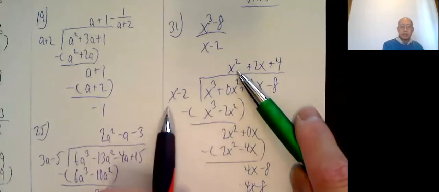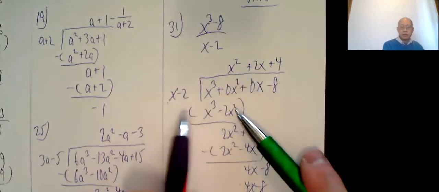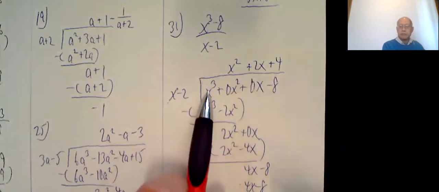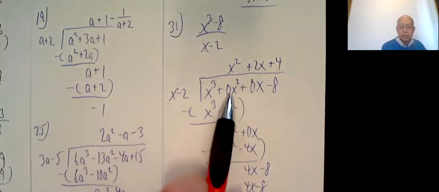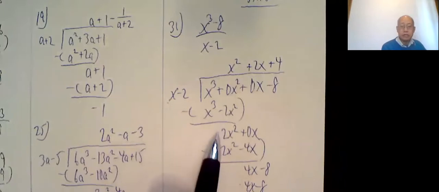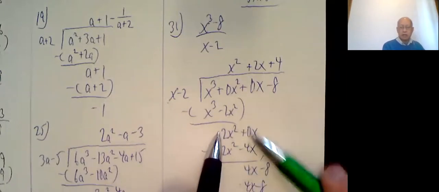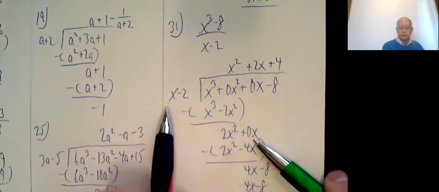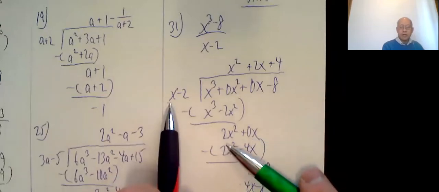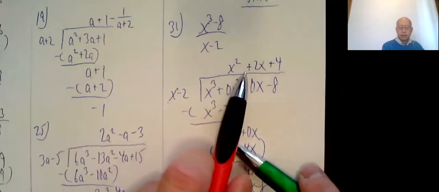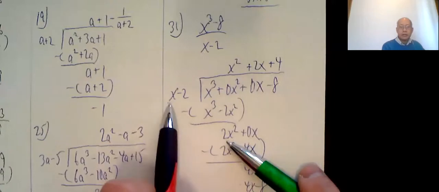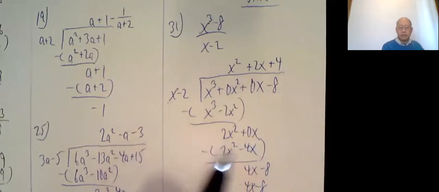x squared times this whole thing is x cubed minus 2x squared. Subtract. X cubed minus x cubed is nothing. 0 minus a minus 2 is positive 2x squared. Bring down the 0x. Start again. How do you go from x to 2x squared plus 2x? 2x times this whole thing is 2x squared minus 4x.